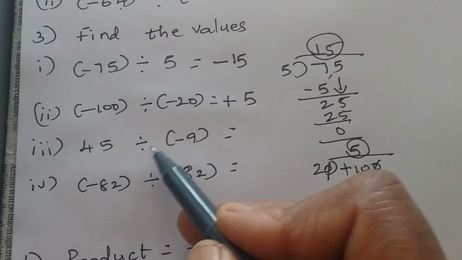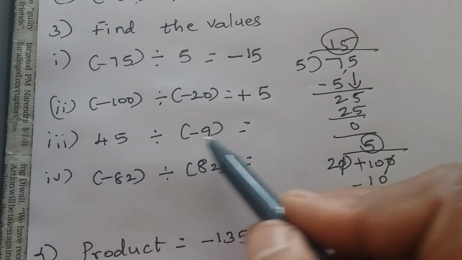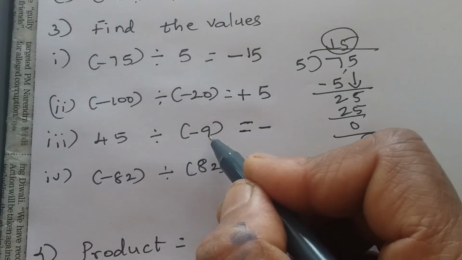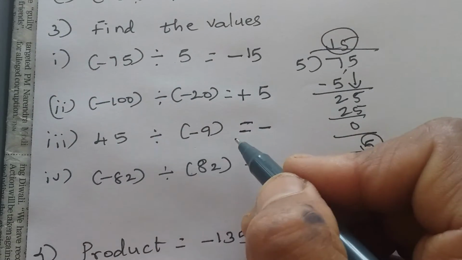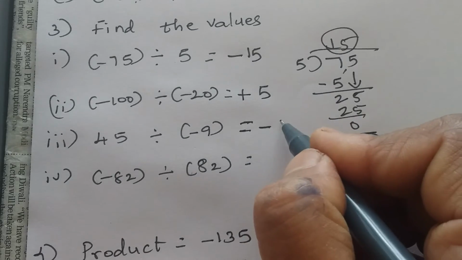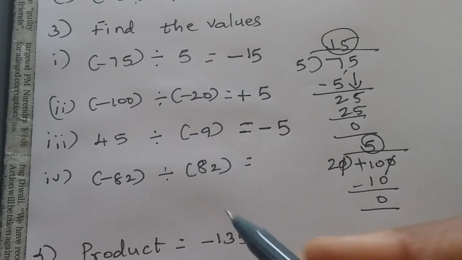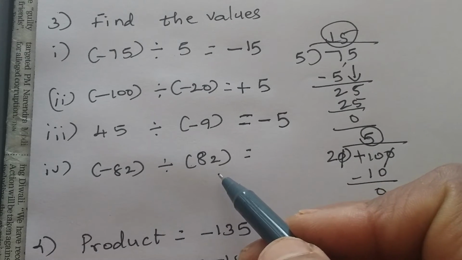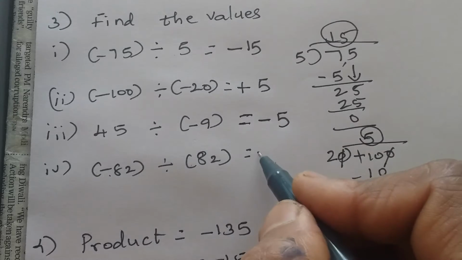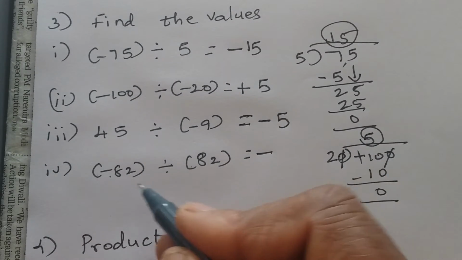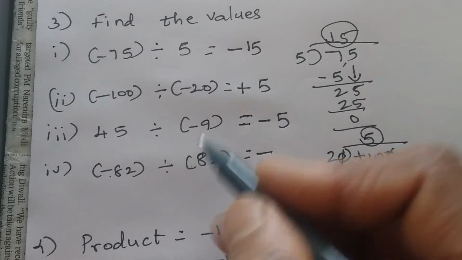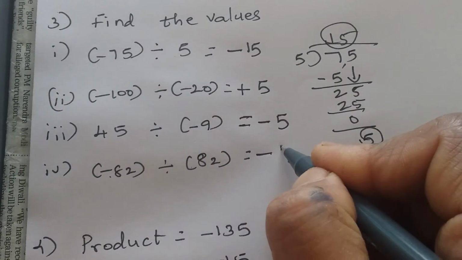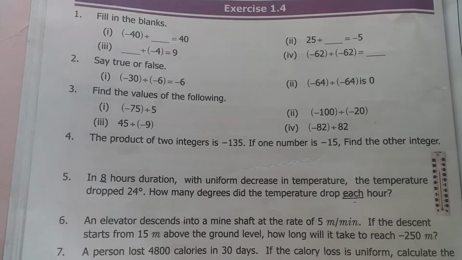Next is 45 divided by minus 9. Plus divided by minus. Dividing different signs, it is minus. And till 9 tables will you get 45. The numbers are so small, we can just do it mentally. So 9 5s are 45. Then minus 82 divided by 82. So first, divide the signs. Dividing two different signs, the answer is negative, minus. And 82 divided by 82. The same concept is there in all the three sums. Dividing a number by itself, the answer is 1.